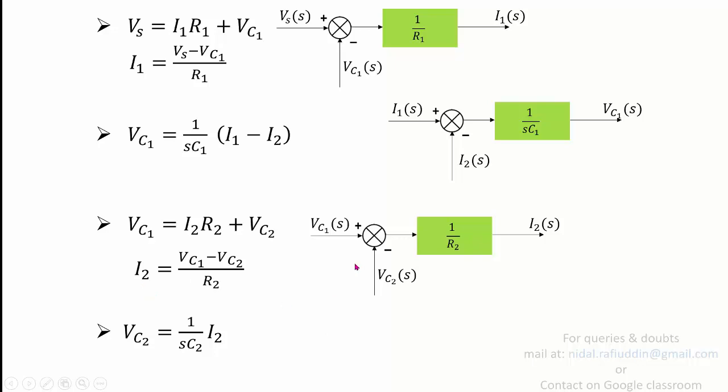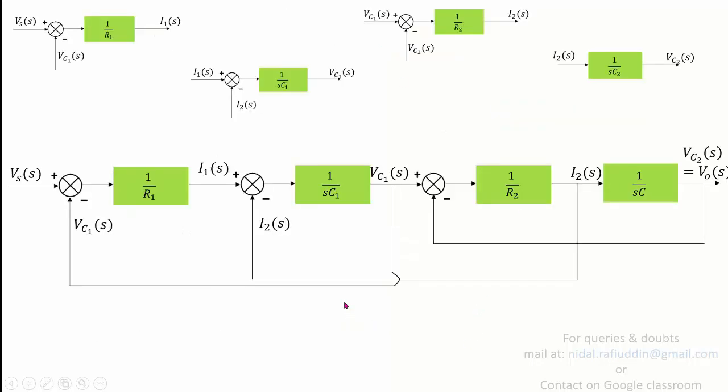And again, you have VC2, the final output, which is nothing but I2 multiplied by the gain 1 upon SC2. So we're going to feed this I2 to a block 1 upon SC2 in order to give you the output V0 or VC2. Now we are going to use all these three block representations in order to find our final block diagram representation as shown.